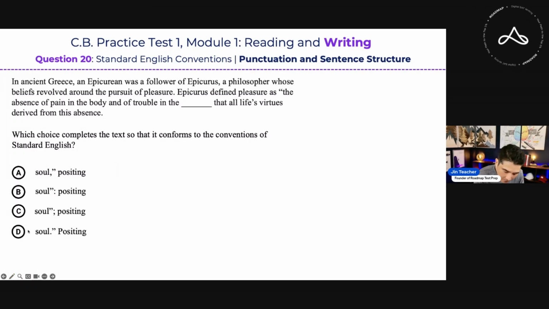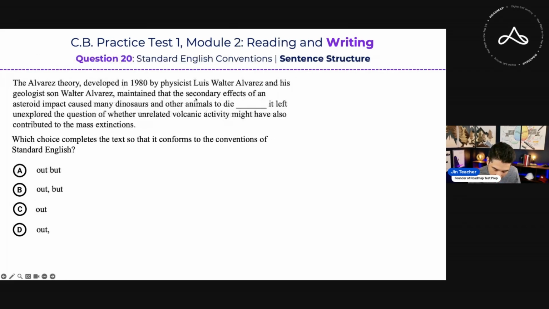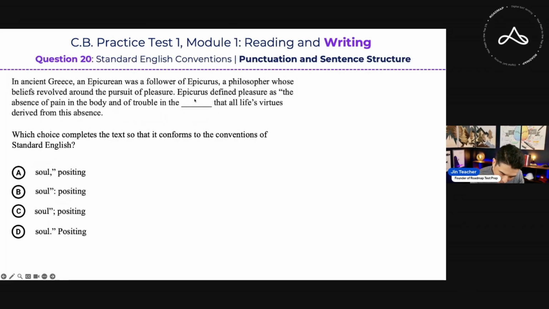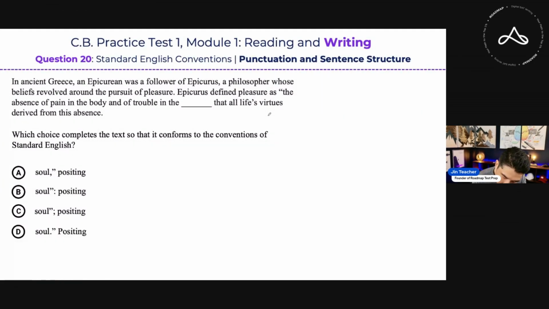Now let's read. It says, in ancient Greece, an Epicurean was a follower of Epicurus, a philosopher whose beliefs revolved around the pursuit of pleasure. Epicurus defined pleasure as the absence of pain in the body and of trouble in the soul, positing that all life's virtues derived from this absence.